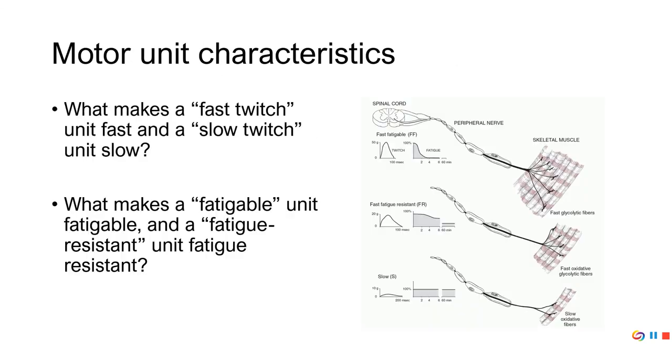So remember, we have fast twitch and we have slow twitch. Now, if you took PE 220 from me, we just focused on the two different types, fast and slow. We didn't really talk a lot about what we would call fast fatigue resistant, which is a combination of the fast and the slow. And so each of these motor units has specific characteristics that set it apart from the others.